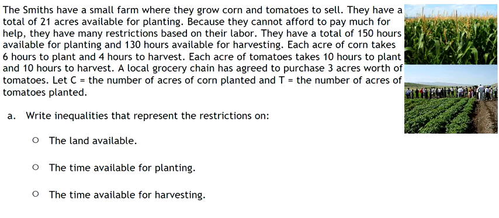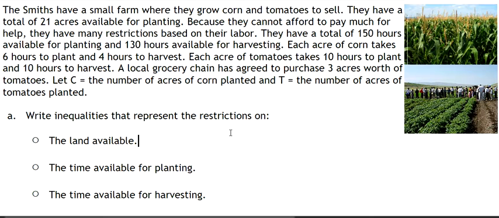Each acre of corn takes 6 hours to plant and 4 hours to harvest. Each acre of tomatoes takes 10 hours to plant and 10 hours to harvest. A local grocery chain has agreed to purchase 3 acres worth of tomatoes. Let C equal the number of acres of corn planted, and T be the number of acres of tomatoes planted. So, the first thing we're asked to do is write a series of inequalities that represent restrictions on this situation.